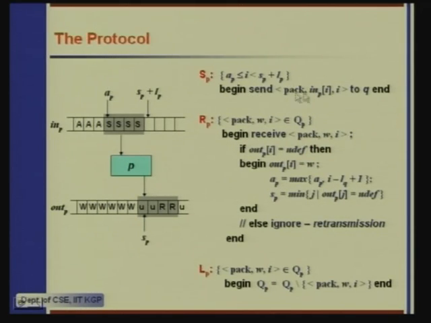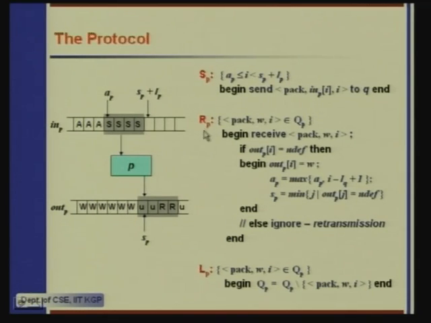Then we send packet in PI to Q. This action is the sending of packets in this window. It may send all the packets, it may send some of the packets, but it is going to do this action infinitely often.